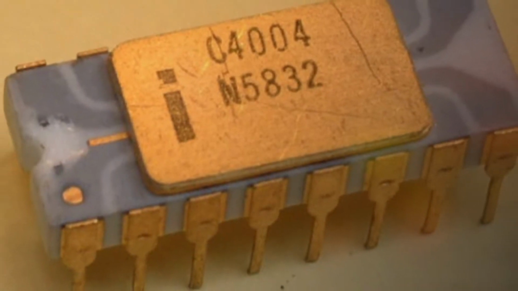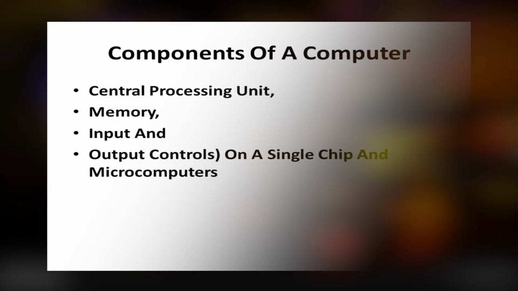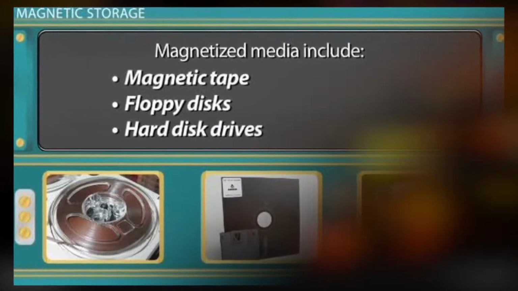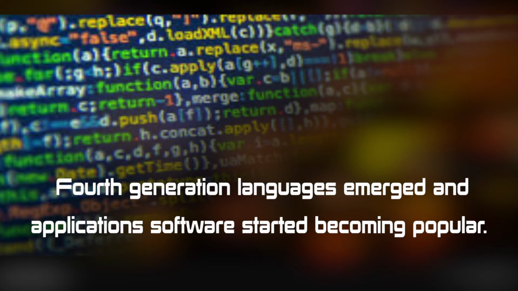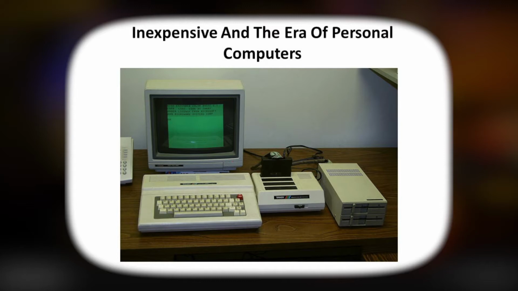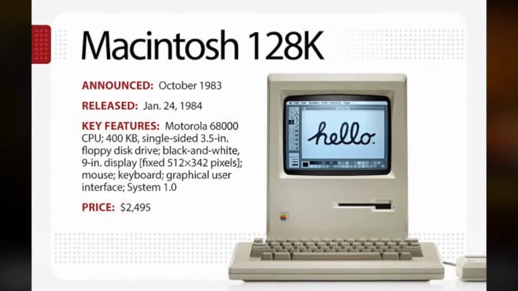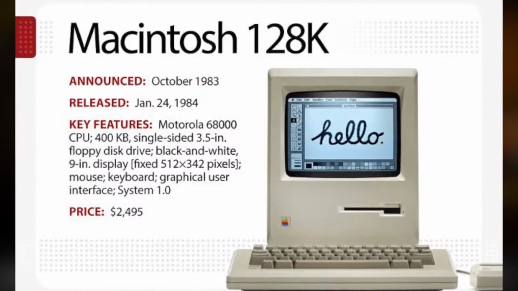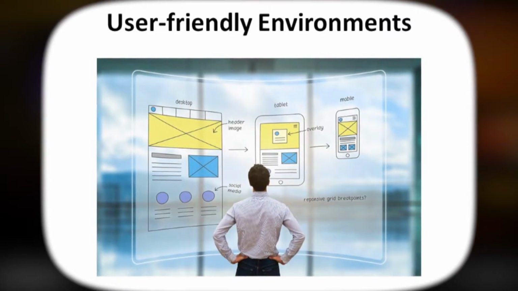The Intel 4004 chip packed all the components of a computer, namely the central processing unit, memory, input and output controls on a single chip, and microcomputers were introduced. Higher capacity storage media like magnetic disks were developed, fourth generation languages emerged and application software started becoming popular. Computer production became inexpensive and the era of the personal computer commenced. In 1981, IBM introduced its personal computer for use in office, home and schools. In direct competition, the Macintosh was introduced by Apple in 1984. Shared interactive systems and user friendly environments were the features of these computers.